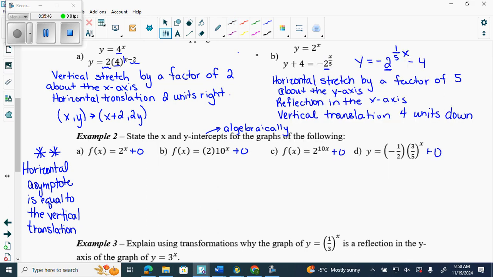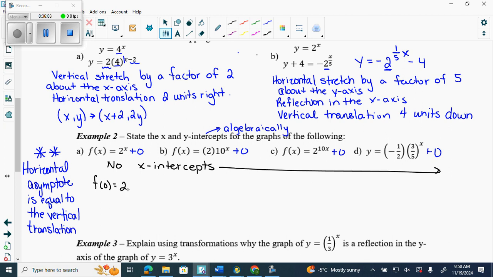So these all have horizontal asymptotes at y equals 0, which is on the x-axis, which means these all have no x-intercepts. This one, if I go f of 0, it equals 2 to the 0. So it equals 1. So this one's at 0, 1. It's at 0, 1 because there's no vertical stretch. This one, f of 0, is 2 times 10 to the 0. That's a 1. So it's 2 times 1, which is 2. 0, 2.